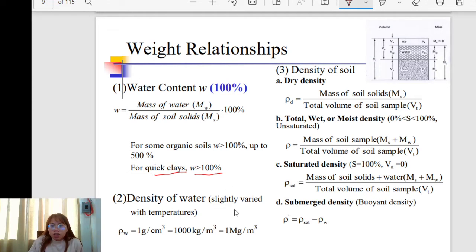For the density of water, which varies slightly with temperature, the density of water in grams per cubic centimeter is 1, and in kilograms per cubic meter, that is 1,000, or equal to 1 megagram per cubic meter. And we also have these densities of soil. We have the dry density, which is equal to the mass of soil solids, that is M sub S, over the total volume of soil sample, V sub T. This is for dry density.